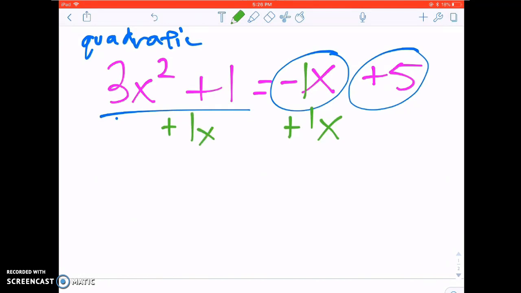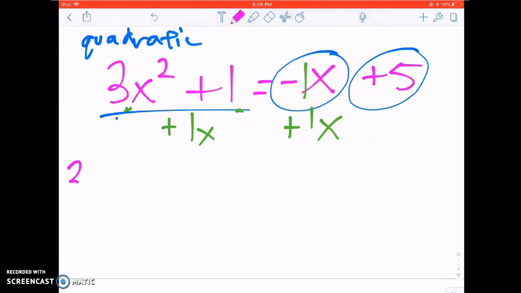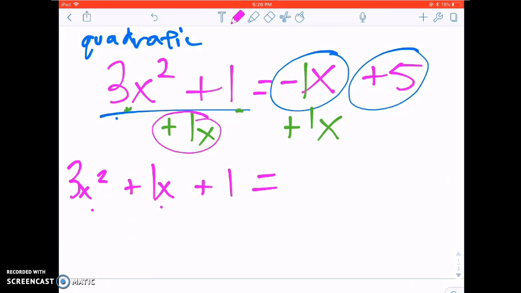As you can see, that will not go with this term because this is an x squared term, and it will not go with this because there's no x in that term. So when I do that, on the left we have 3x squared plus 1x plus 1. None of these terms can go together, so we just have 3 terms now. On this side these cancel. All we have left is 5.